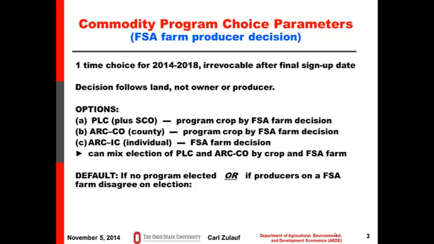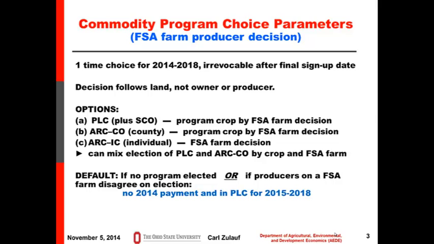If no program is elected by the producer, or if there are multiple producers on an FSA farm and those producers disagree on the election, so this covers 2 situations: no program is elected, or the producers on the FSA farm disagree on the election, there is no payment for 2014, and the farm is in PLC for 2015 through 2018.